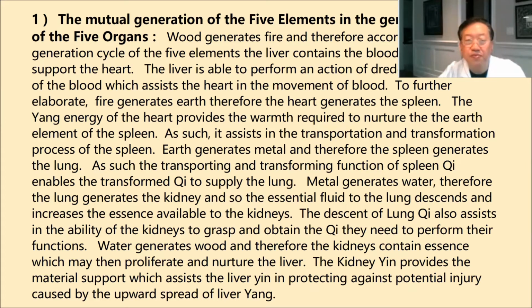Earth generates metal, and therefore the spleen generates the lung. As such, the transporting and transforming function of spleen qi enables the transformed qi to supply the lung. Metal generates water. Therefore, the lung generates the kidney, and so the essential fluid of the lung descends and increases the essence available to the kidneys. The descent of lung qi also assists in the ability of the kidneys to grasp and obtain the qi they need to perform their functions.